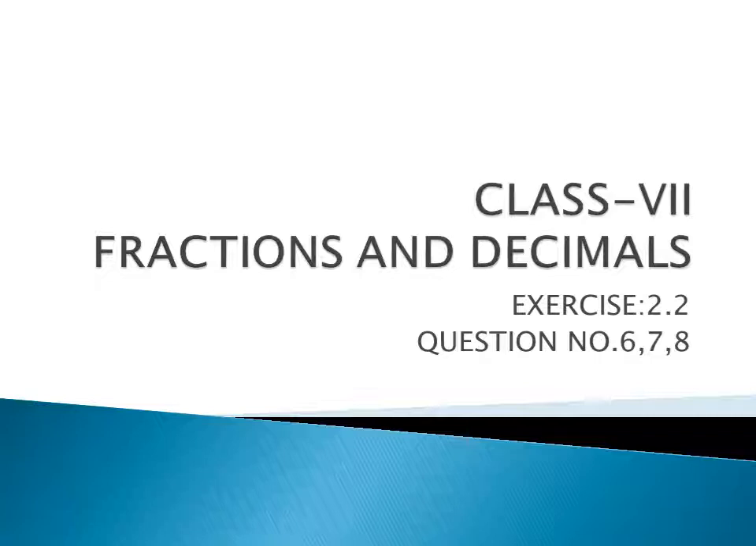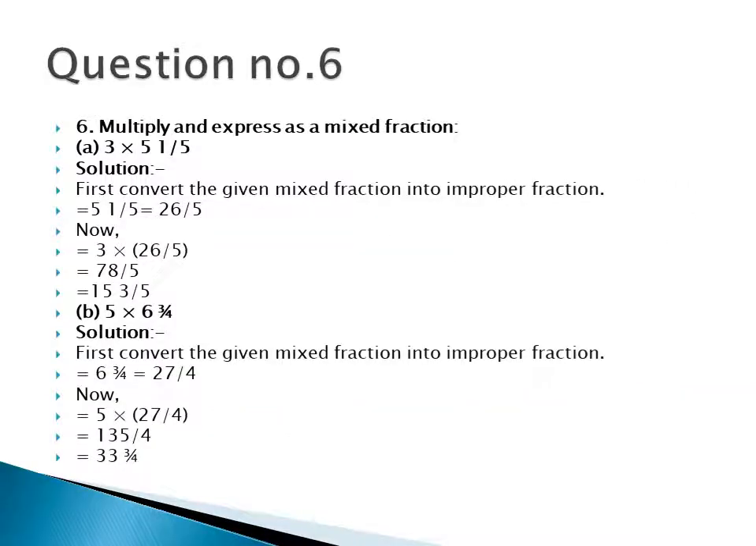Today also we'll solve the question from fractions and decimals. Question number 6, 7th and 8th. Question number 6th. Multiply and express as a mixed fraction. Bit number A. 3 into 5 integer 1 by 5. So here the mixed fraction is 5 integer 1 by 5.